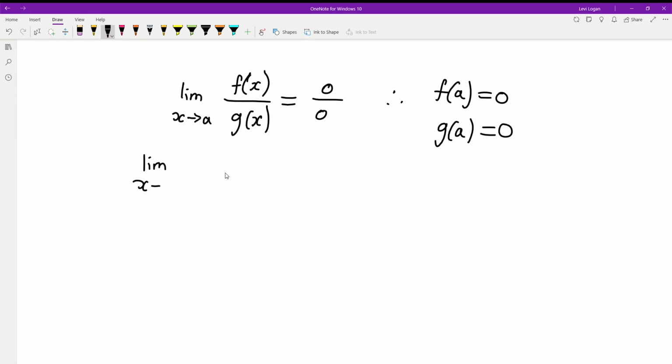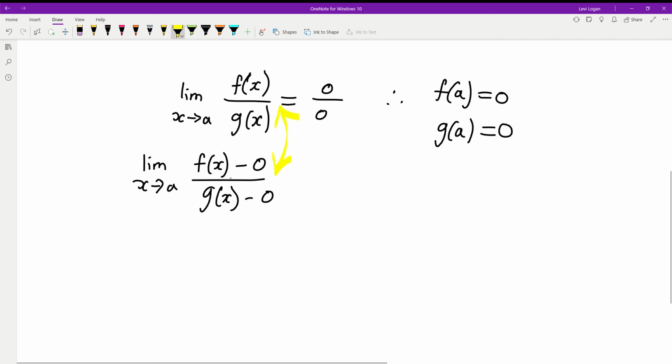So the limit as x goes to a. Now because 0 is technically nothing, what we can do is go, alright, f of x minus 0 over g of x minus 0. We haven't changed anything at all between these two lines here. They're still the same, okay?